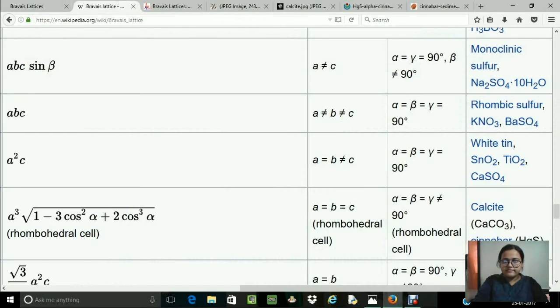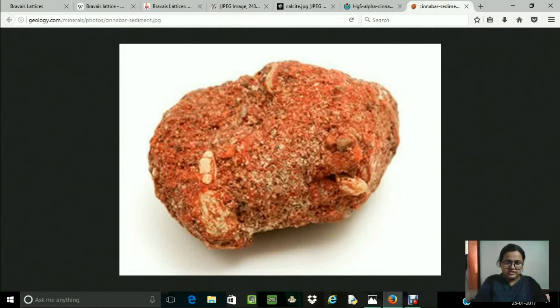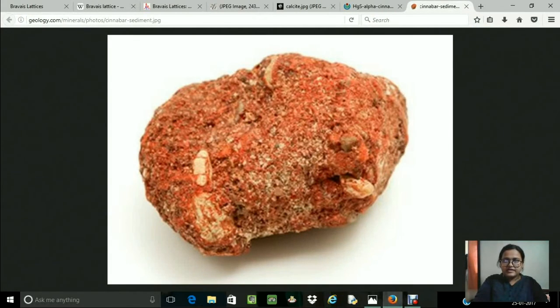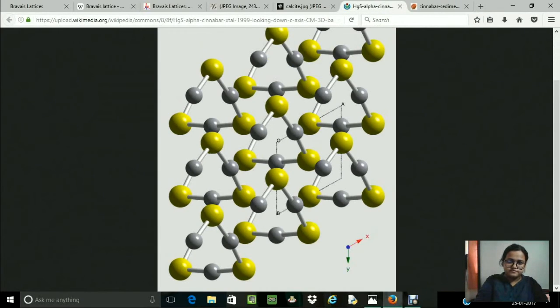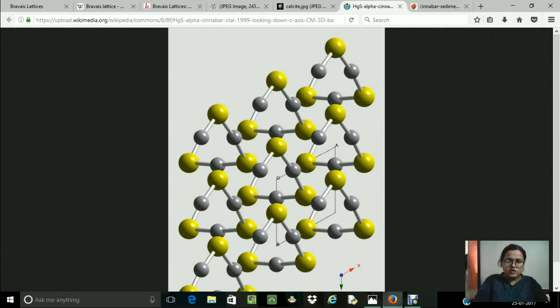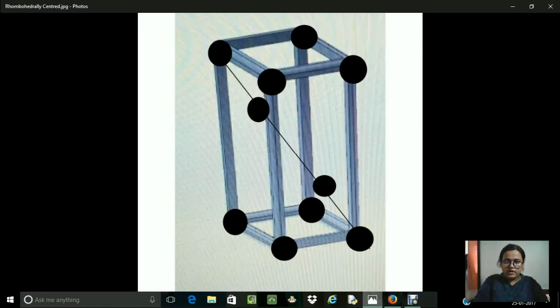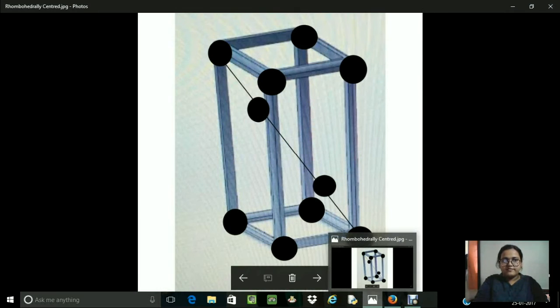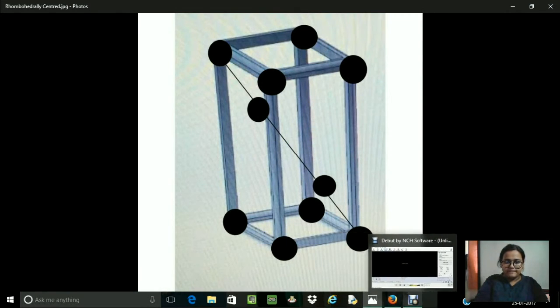And the second example we can see is cinnabar, that is HgS. So here we go to cinnabar and this is cinnabar. And the cinnabar solid state structure is this one, as we can see. So this was all about our rhombohedral I-centered structure, which is one of the Bravais lattices. Thank you.